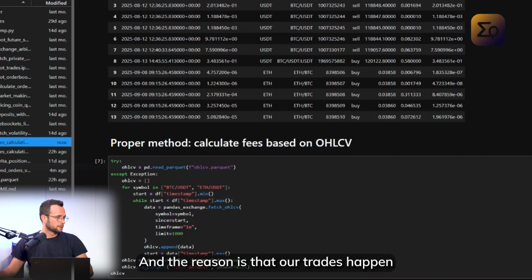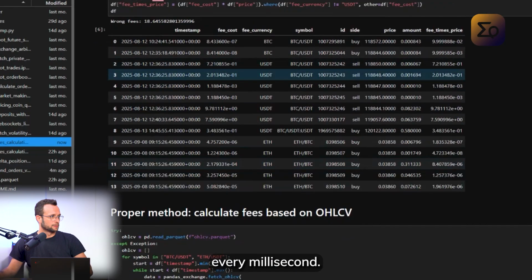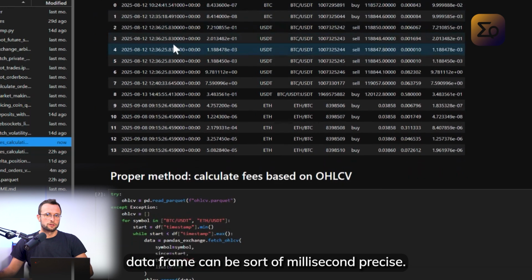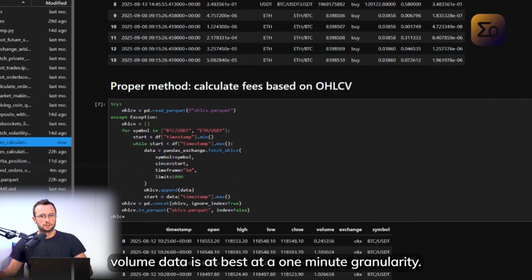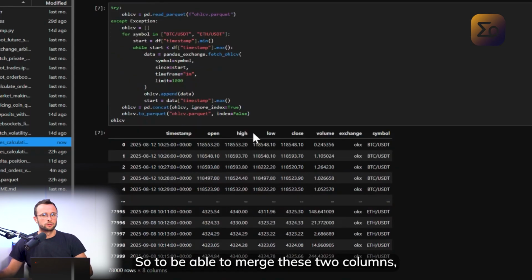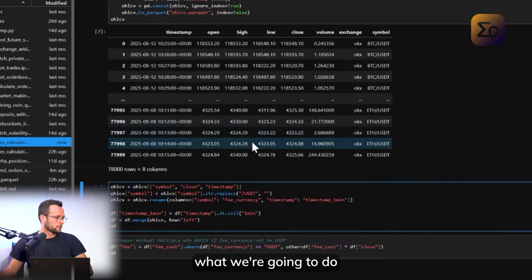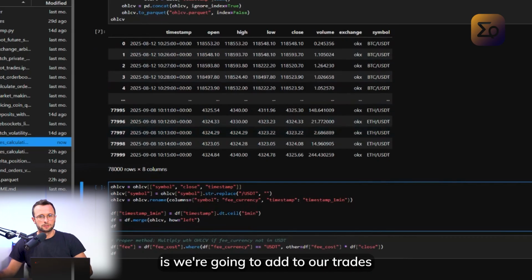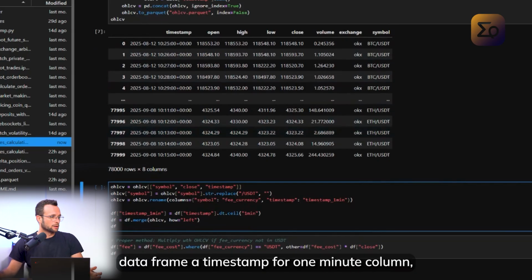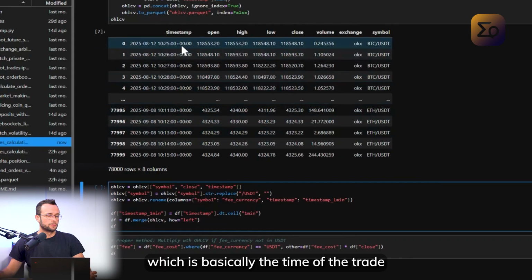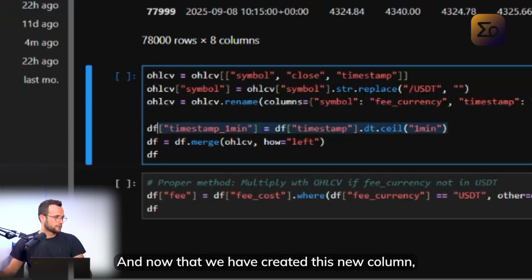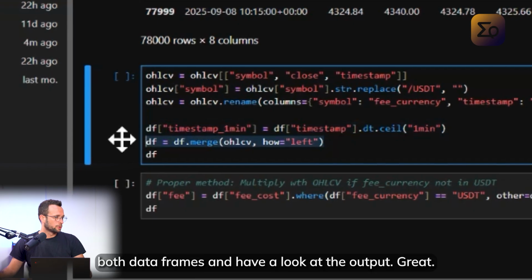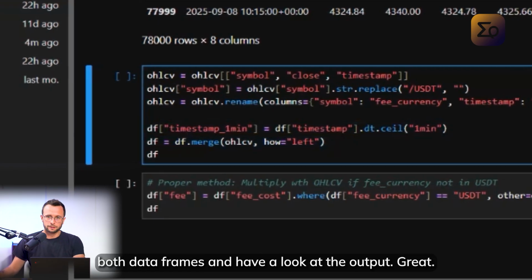And the reason is that our trades happen every millisecond. And so our timestamp inside of our trades data frame can be precise to the millisecond, whereas our open, high, low, close volume data is at best at 1 minute granularity. So to be able to merge these two, what we're going to do is add to our trades data frame a timestamp 1 minute column, which is basically the time of the trade rounded to the highest minute. And now that we have created this new column, we can simply merge both data frames and have a look at the output.